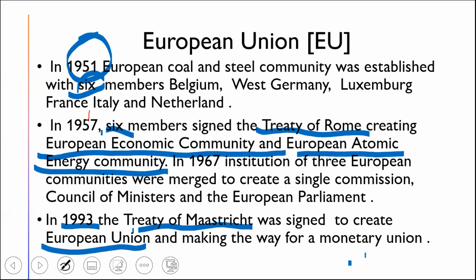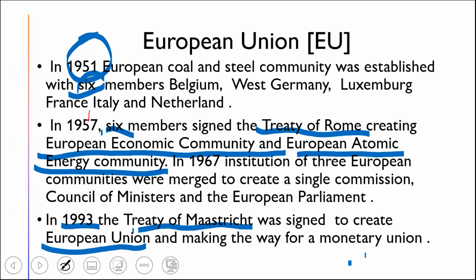Point number 1. In 1957, another objective is coming here. The 6 member nations signed the Treaty of Rome. So a question will come. The Treaty of Rome was signed by how many countries? 6. Another question, when was the Treaty of Rome signed? These two questions you can expect, 1957. In 1967, the institutions of the three European communities were merged to create a single commission.